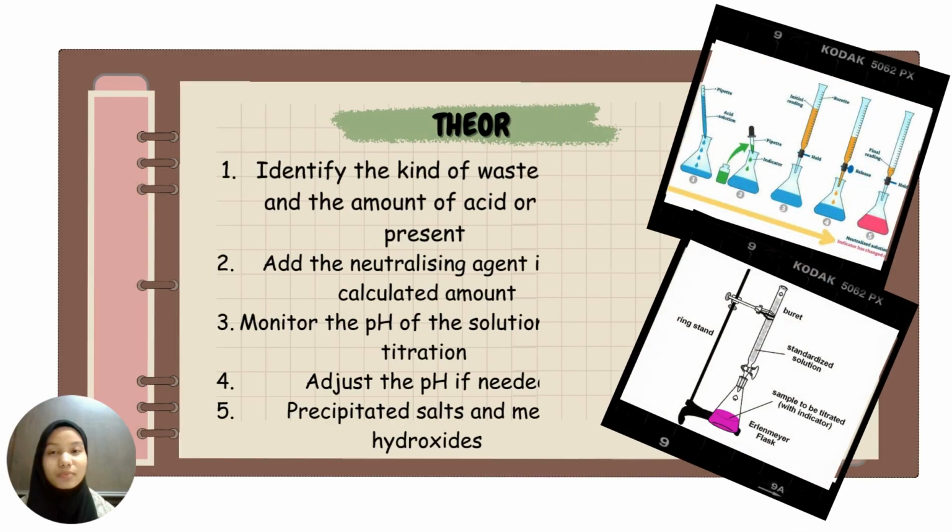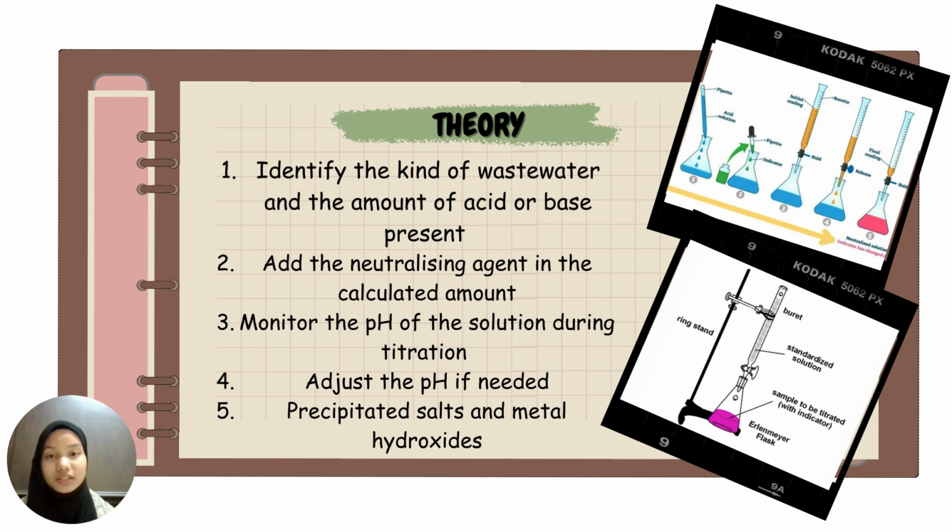And now I want to discuss the application in water treatment. This process begins by determining the type and concentration of the acid or base present in the wastewater through titration with a standard base or acid solution. And then the precise amount of neutralizing agent is needed, such as sodium hydroxide and sulfuric acid. The neutralizing agent is then added to the wastewater, causing an acid-base reaction that produces a salt and water.